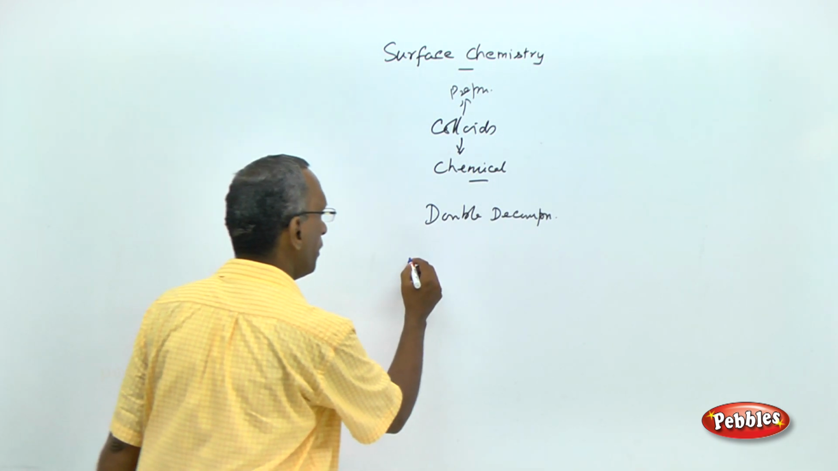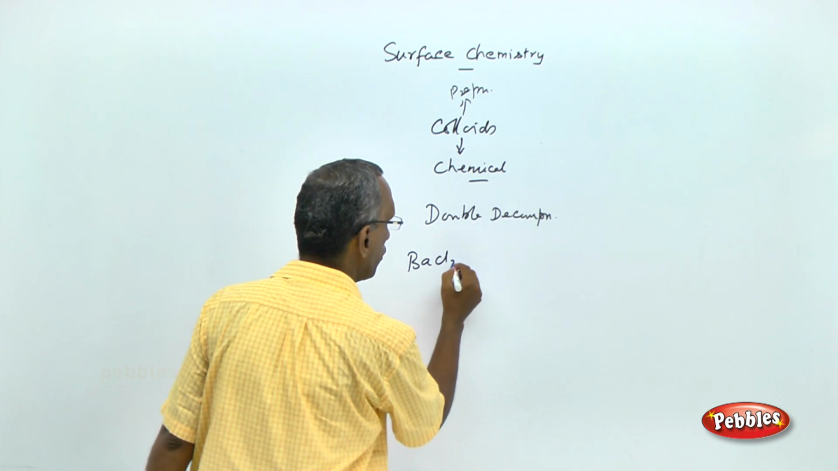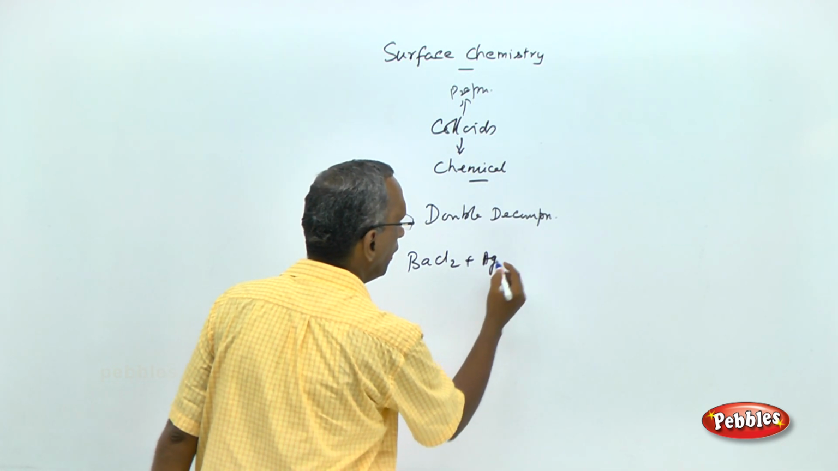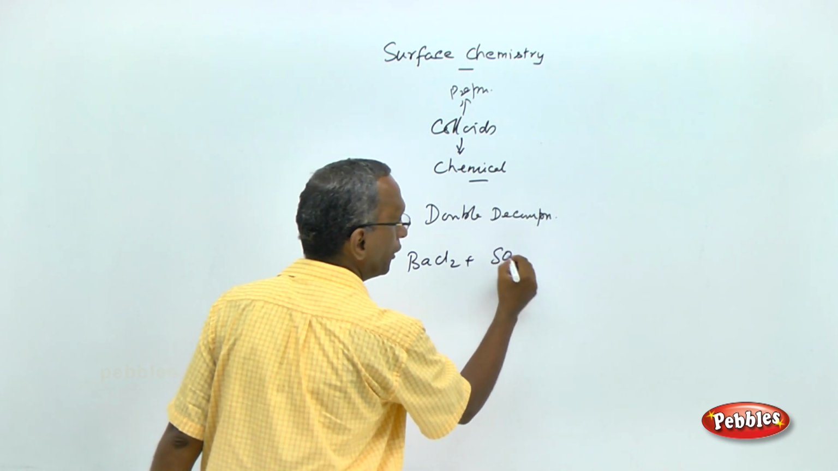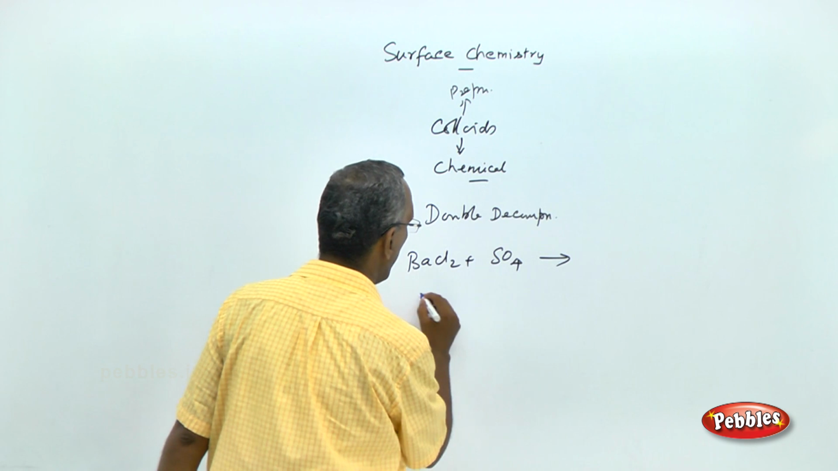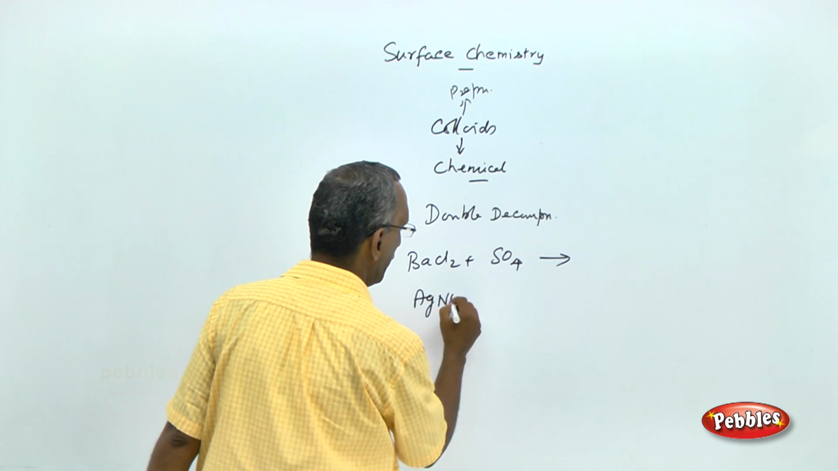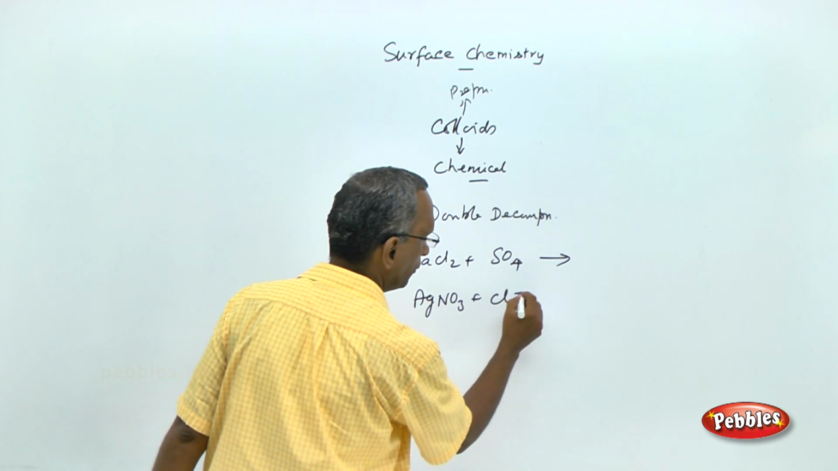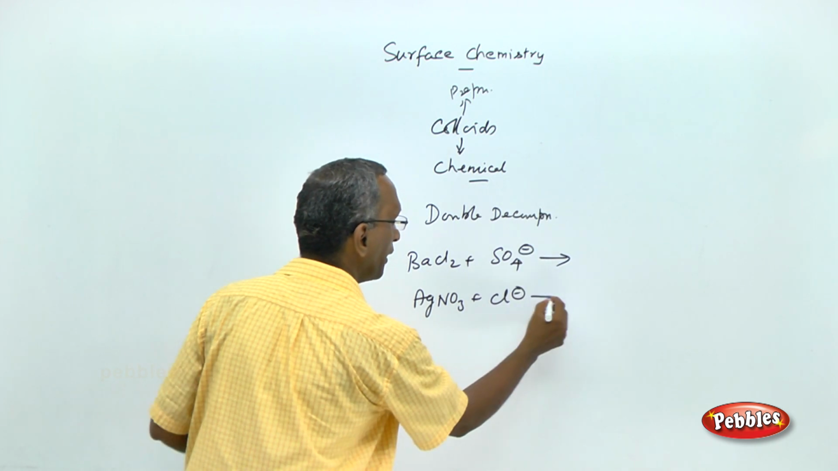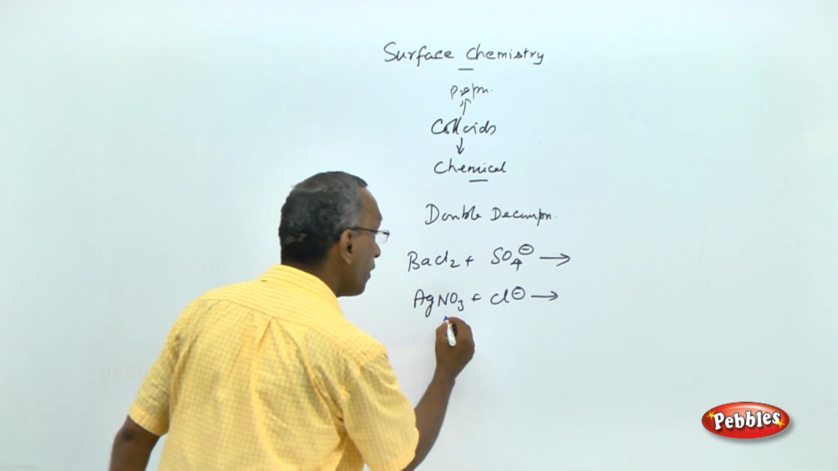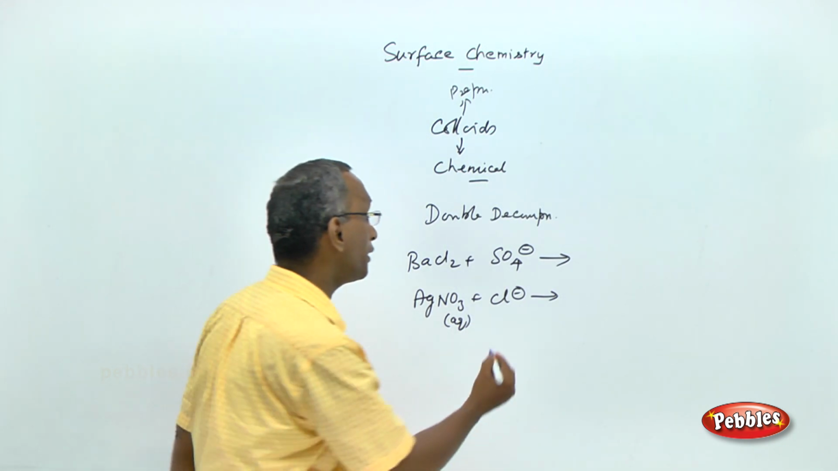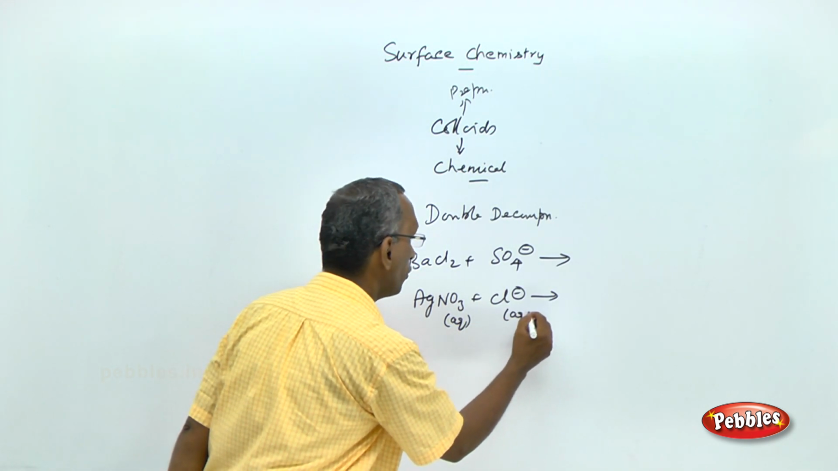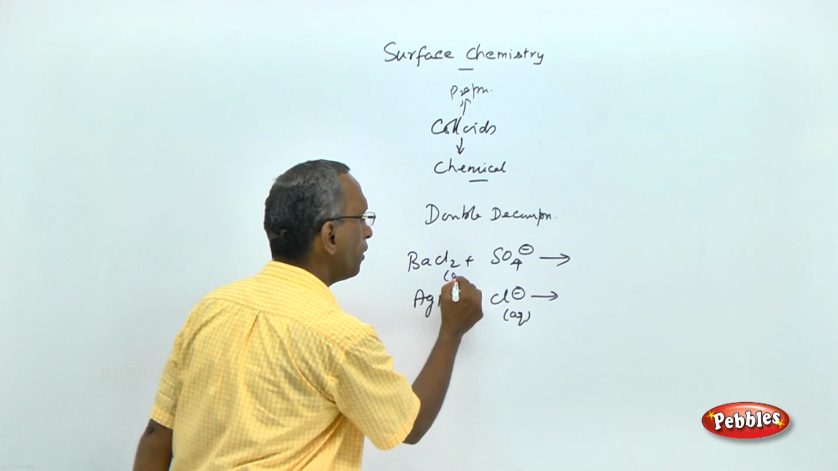For example, any chloride with silver nitrate, barium chloride and HCl, any halide, barium chloride and any sulfate. So any chloride salt can be reacted with silver nitrate. Silver nitrate is soluble in water to give an aqueous solution. Chloride is soluble in water to form an aqueous solution. Barium chloride is soluble in water to form a solution.